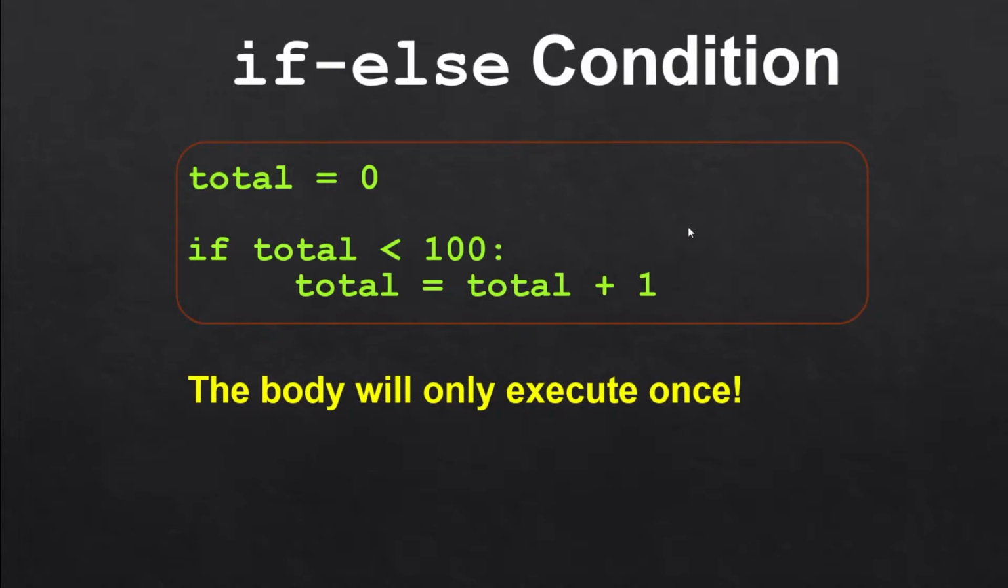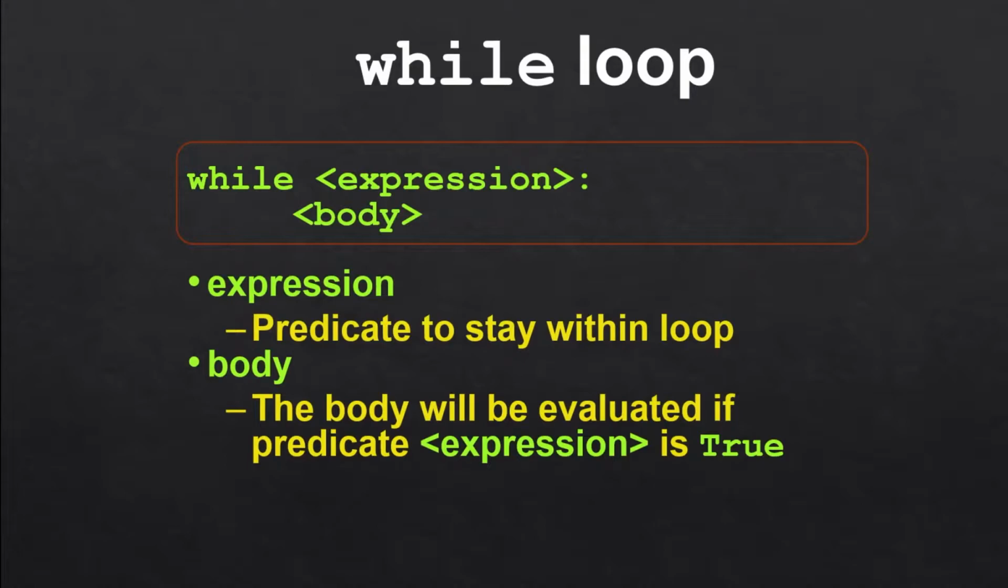The body will only execute once, which is okay in most cases, but what if we want to keep on incrementing until it reaches 100, for example? So we need to make use of another way of coding. We'll do this thing called a while loop. You can see that the structure is quite similar to if-else. So, while expression, then there's a body. This expression is basically a predicate to stay within the loop. The body will only be evaluated if the predicate expression is true. As long as this expression stays true, the body will continue to execute. It will loop until the expression is not true.